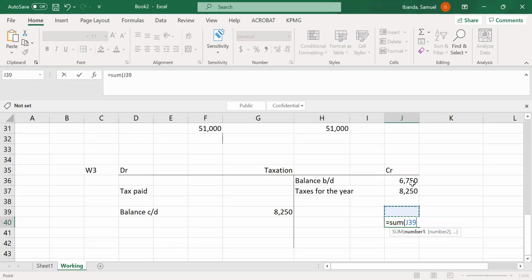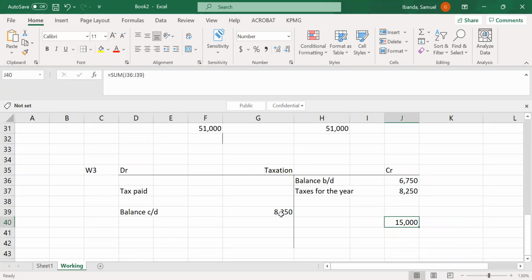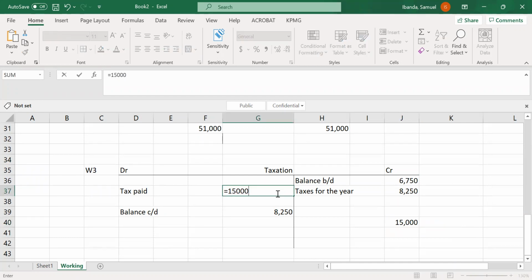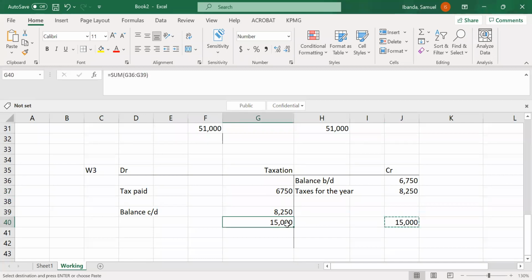When you add this side, you get 15,000. When you add this side, you get 8,250. So it means that the taxation paid is 15,000 minus 8,250, which gives you that. So this side will have 15,000, and this side will also have 15,000. This is what we basically do have. So I've used the T account to determine this 6,750. Whenever you have the balance brought down and balance carried down, you just look for what increases and what reduces such an account. What you have, you write it there, and then you calculate what you don't have.